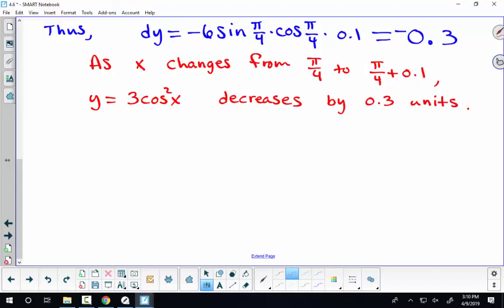Whatever that represents, say it represents a profit function. You want to know if I change the price of my items from $1 to $1.01, how much does that affect my profit? So you could use this formula to measure those kinds of things.